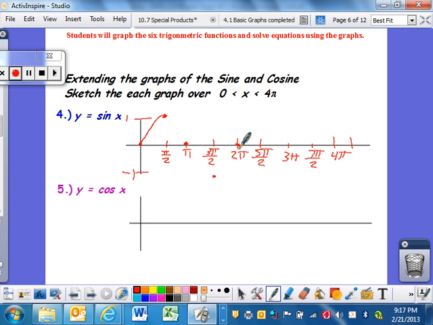So we could even plug these values into our calculators in radian mode and still get these values out. So at 5 pi over 2, we're going to have 1. At 3 pi, we'll have 0. At 7 pi over 2, we'll have -1. And at 4 pi, we're back to 0. So if we connect these points, we can kind of get that idea of the wavy function that repeats.